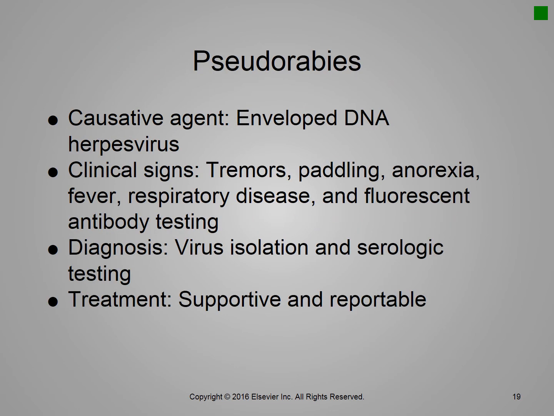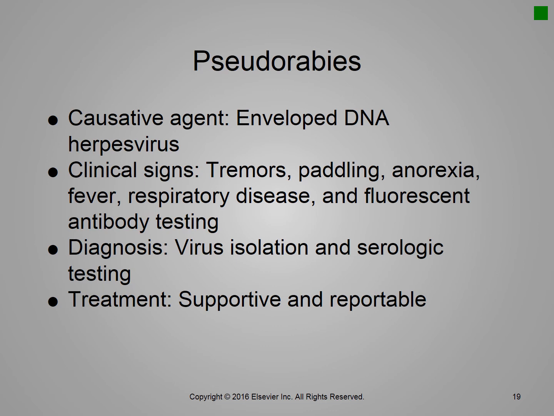Pseudorabies, often referred to as Aujeszky's disease. It's an enveloped DNA virus in the herpes family. Clinical signs of pseudorabies are tremors, paddling, anorexia, fever, respiratory disease, fluorescent antibody testing to diagnose it. You can also use virus isolation, serological testing. There's lots of ways to chase it down.